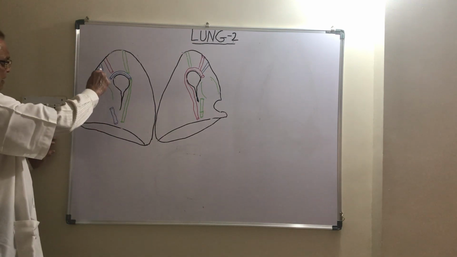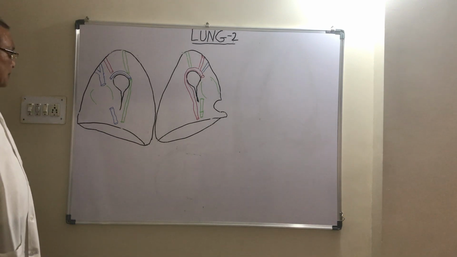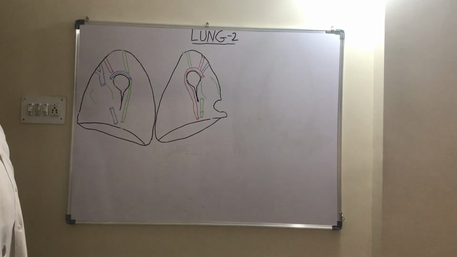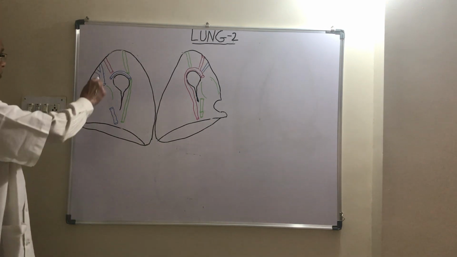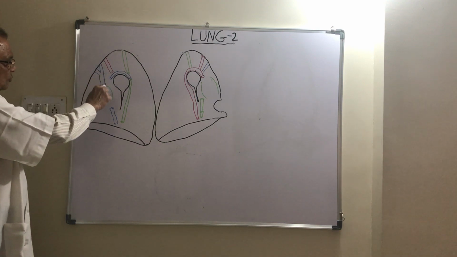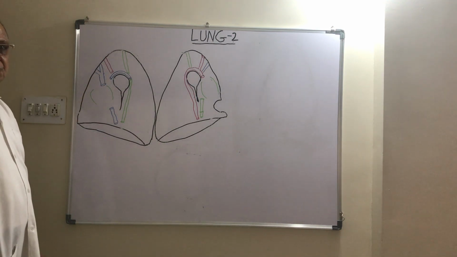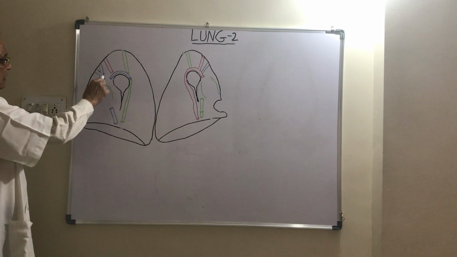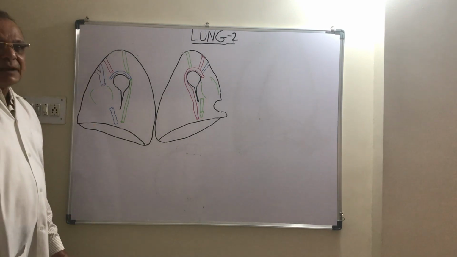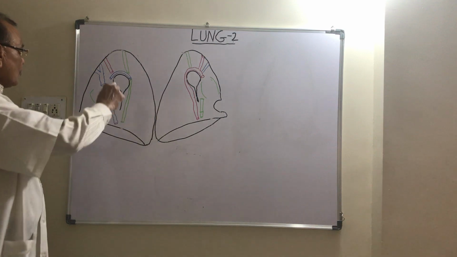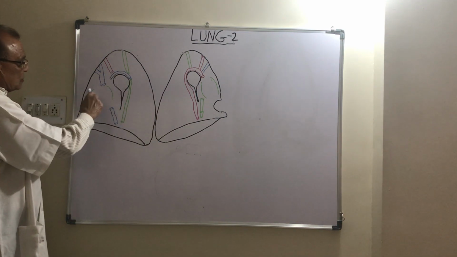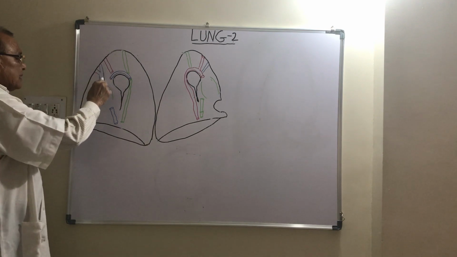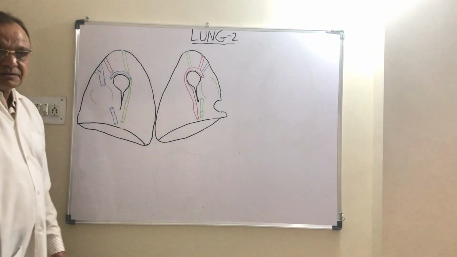Now above the cardiac impression and in front of the hilus, there is a vertical groove. The lower part of this vertical groove is produced by the superior vena cava, and the upper part is produced by the right brachiocephalic vein. So the vertical groove in front of the hilus, above the cardiac impression, in its lower part is related to the superior vena cava, and the upper part is related to the right brachiocephalic vein.